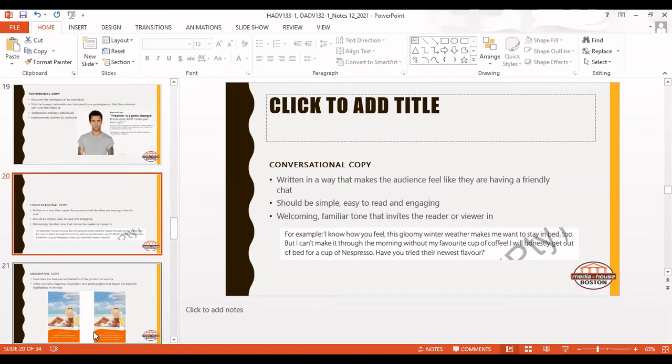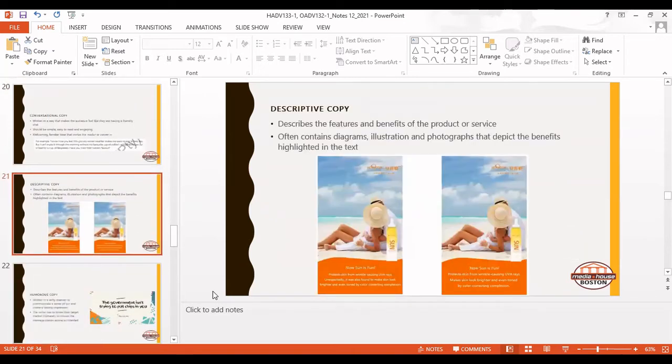Then we have what we call a descriptive copy. As the word says, descriptive, it describes the features and benefits of the product or service, and often contains diagrams, illustrations, and photographs that depict the benefits highlighted in the text. So a descriptive copy, in detail, explains and describes the features or benefits of a certain product. If you use this product, what are the advantages? If you use this product, what are the benefits? So that's a descriptive copy.